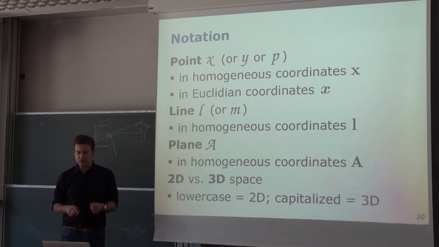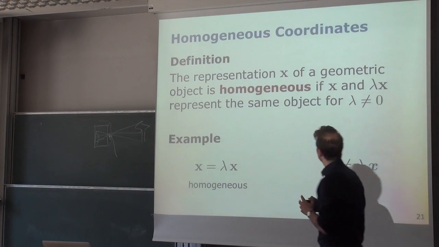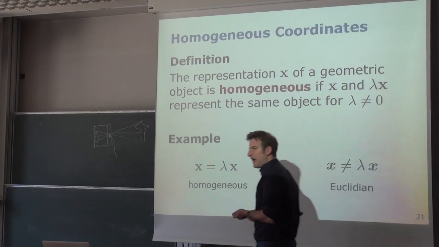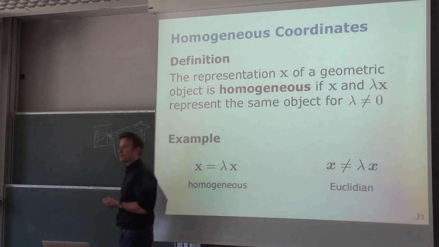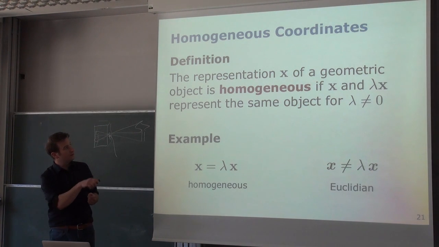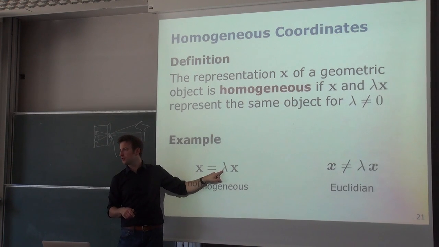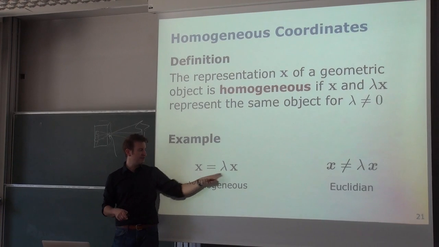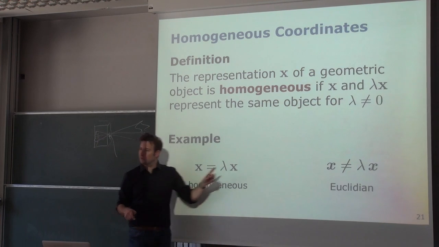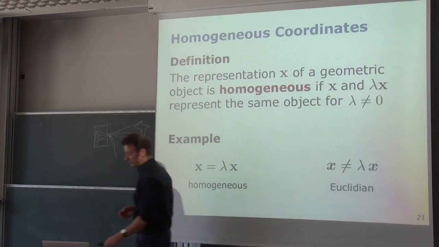So then we go directly to homogeneous coordinates and look at the definition of what homogeneous actually means. A representation x of a geometric object is homogeneous if x and x multiplied by a scalar represent exactly the same thing, as long as the scalar is unequal to 0. So we have this relationship over here: x equals a scalar, which should not be 0, times x. And this represents exactly the same thing. This is something which is homogeneous. In the Euclidean world, this equality doesn't hold.